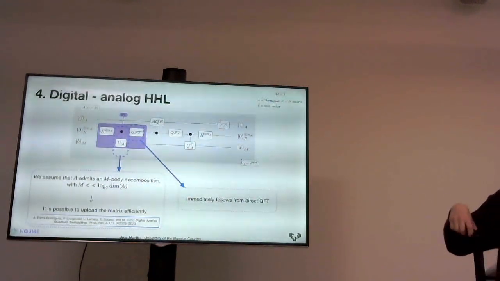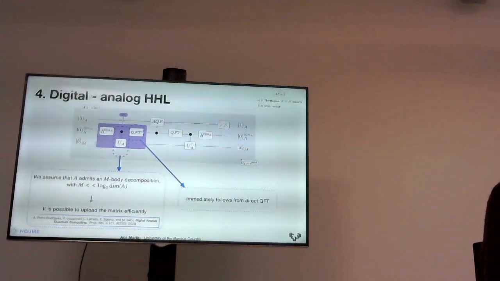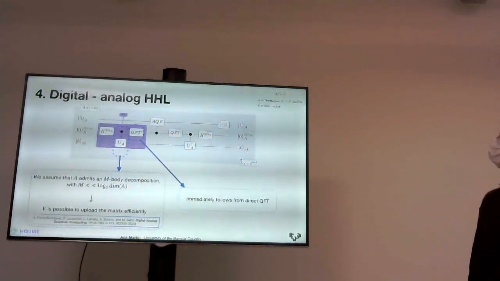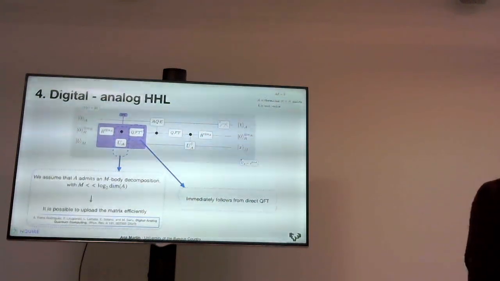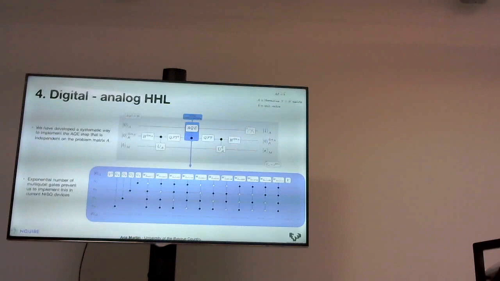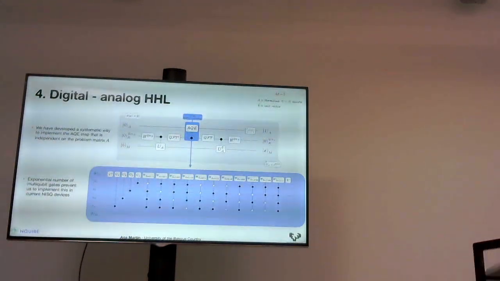And the second part of the phase estimation is just to apply an inverse quantum Fourier transform, which immediately follows from the direct quantum Fourier transform that I have presented previously. The next step of the HHL is to perform an ancilla quantum encoding.